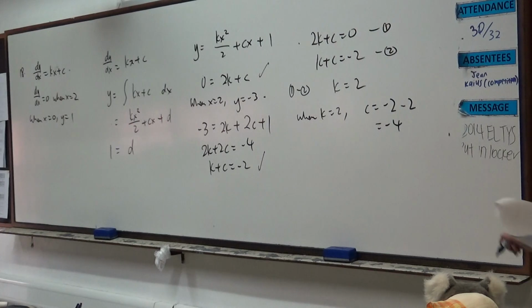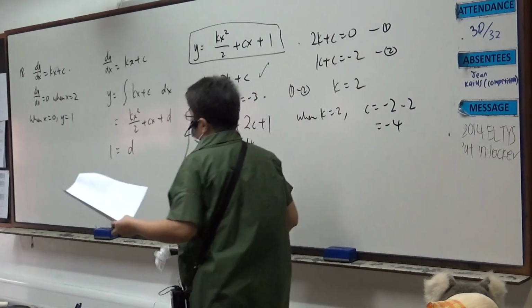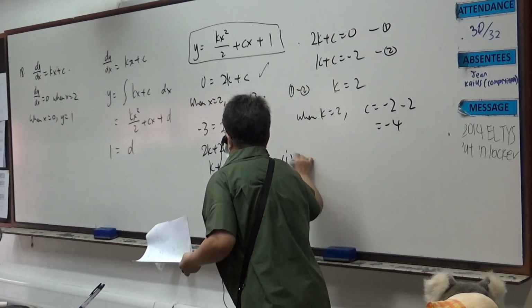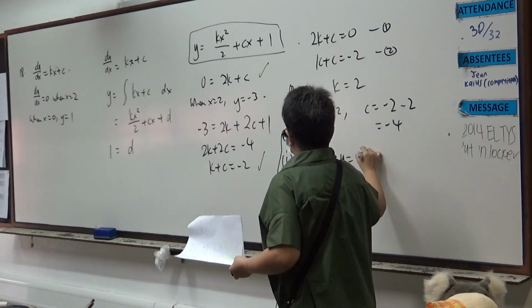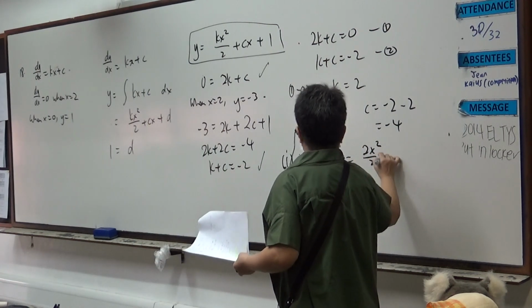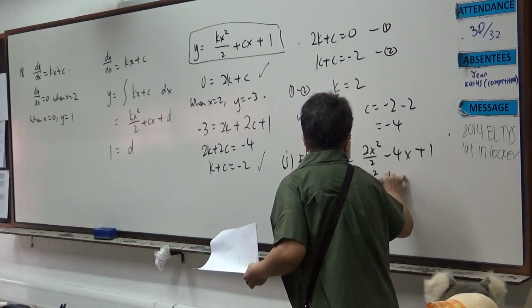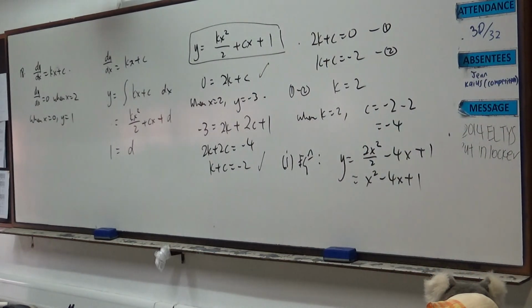First part, the equation of the curve. Now the equation of the curve is this one. I already found my k and my c. So equation of curve: y equals 2x squared over 2 minus 4x plus 1. So this is x squared minus 4x plus 1. Everybody okay? Can see or not? Okay, then what's the next part?